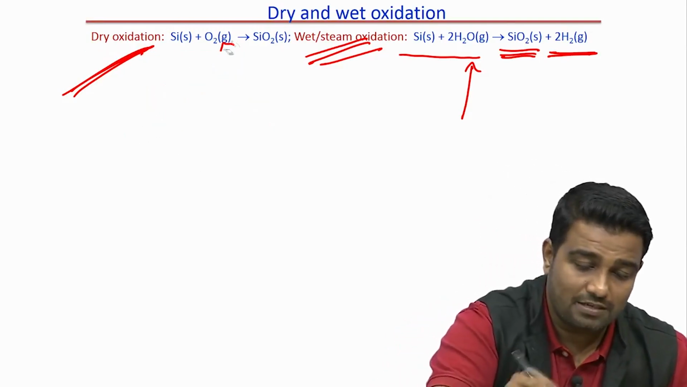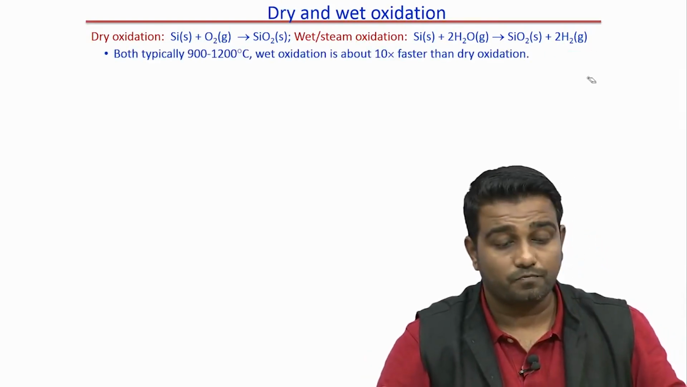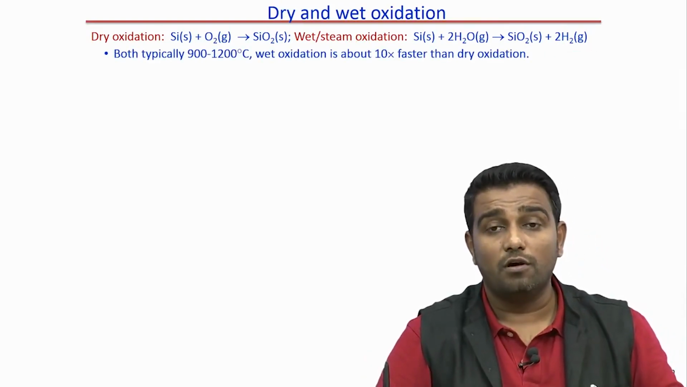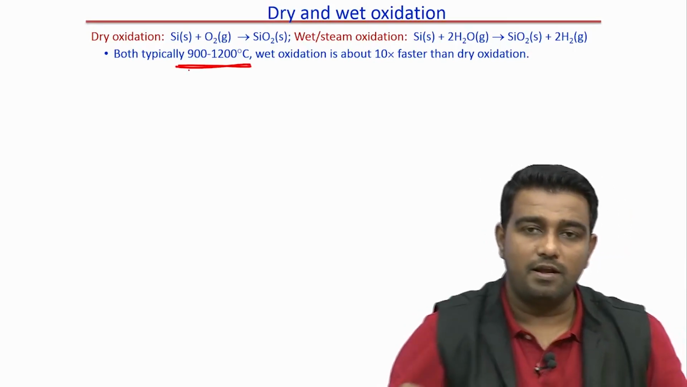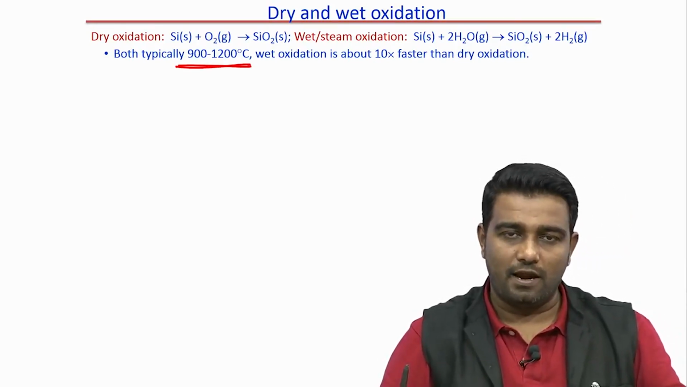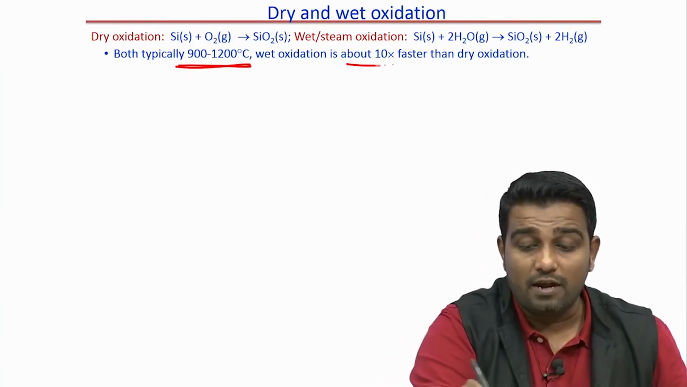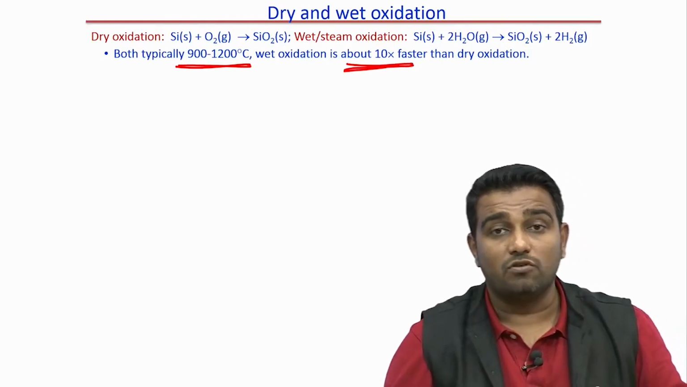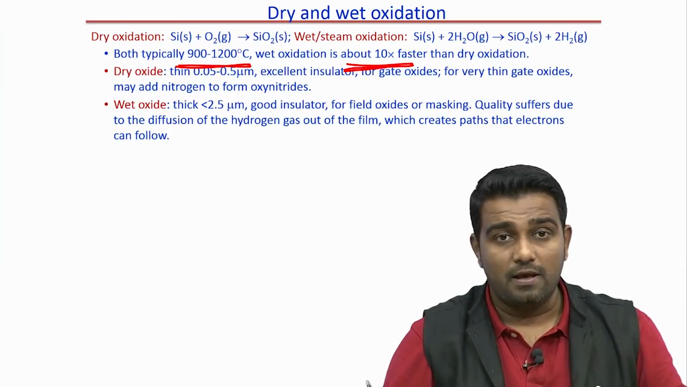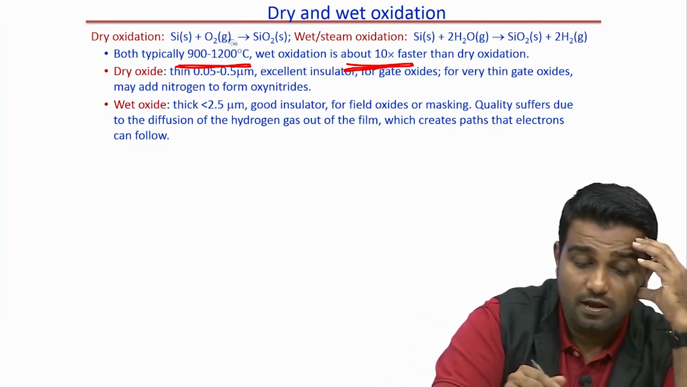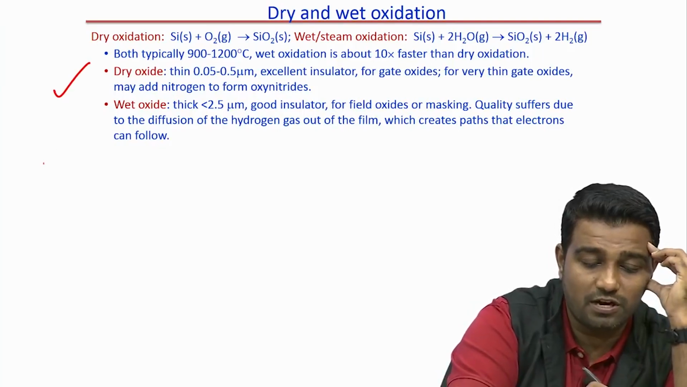So, let us go to the next part of this slide, and that is that both of these oxidations are carried out at 900 to 1200 degree centigrade, where wet oxidation is about 10 times faster than dry oxidation. Now, where are they used? These are the applications of dry oxidation and wet oxidation.